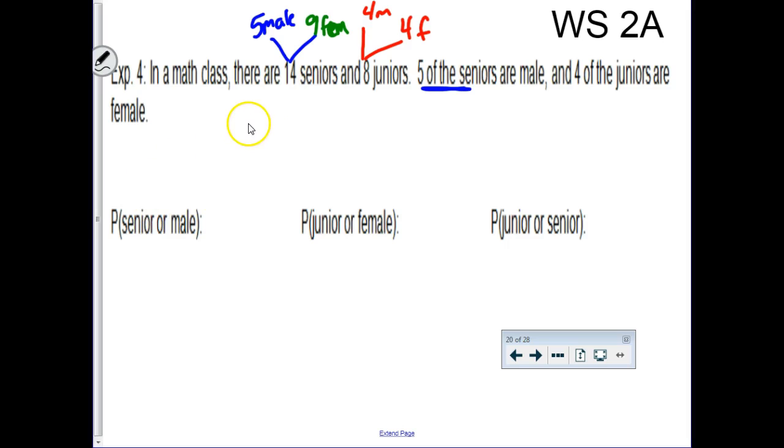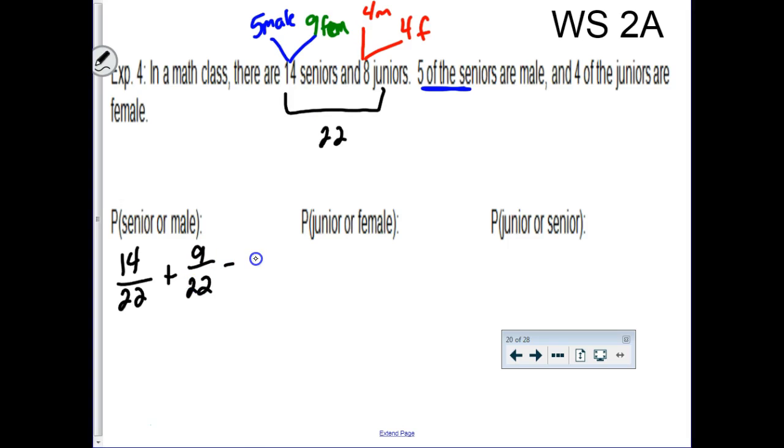How many seniors are there? 14 out of how many total students in this class? 22. So 14 out of 22 plus, how many total males are there? Between both classes or sections? There are 9 males, I think. But didn't we count some people twice? Who did we count twice? The senior males, these 5 dudes.